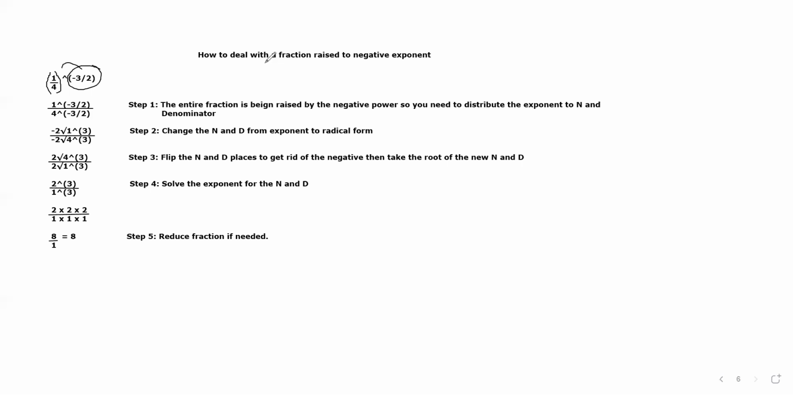Like in the previous problem, this goes to the 1 and this goes to the 4. Problem, it's a negative, which means that we need to get rid of the negative, which means that we need to change the numerator and denominator from exponent to radical form, and then we're going to flip them. I guess you could argue you could flip them and then change them to radical form. The point is that the numerator and denominator have to flip to get rid of the negative, right? So I'm going to change them first. So I have 1 to the negative 3 halves over 4 to the negative 3 halves.